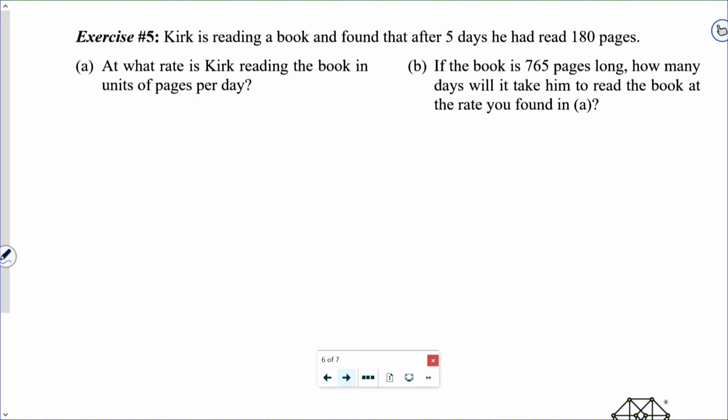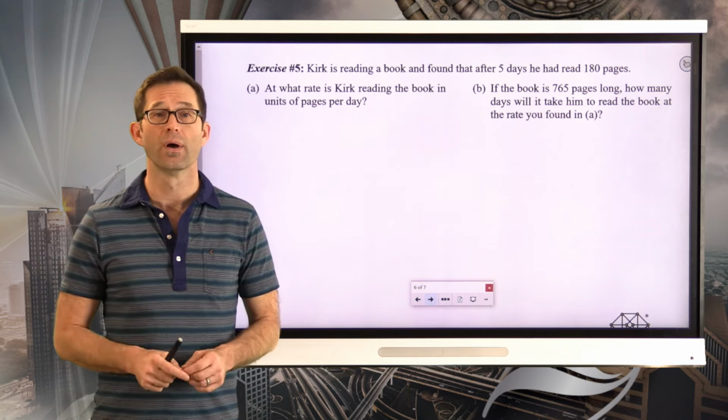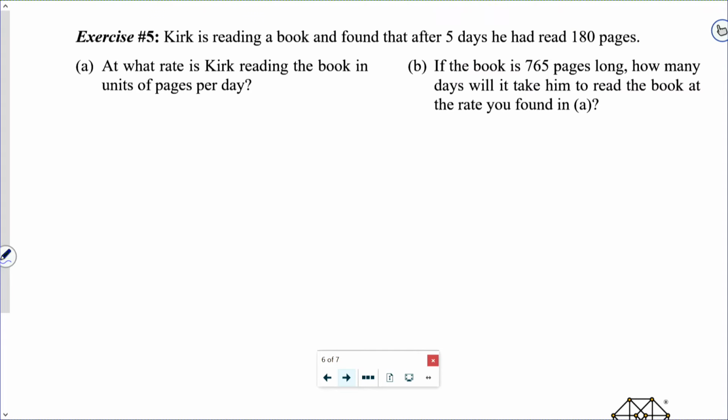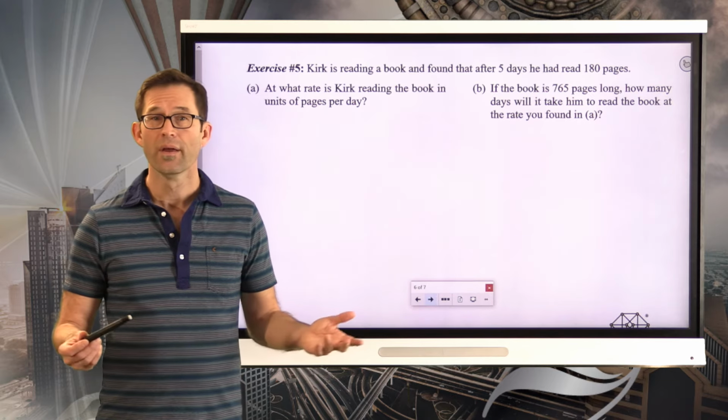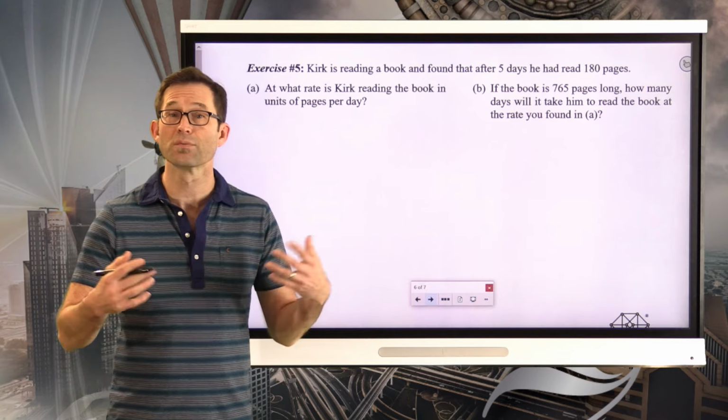Exercise number 5. Kirk is reading a book and found that after 5 days, he had read 180 pages. At what rate is Kirk reading the book in units of pages per day? All right, should be pretty easy now. Why don't you go ahead, pause the video, and see if you can answer letter A. All right, here we go. At what rate is Kirk reading the book in terms of units of pages per day?